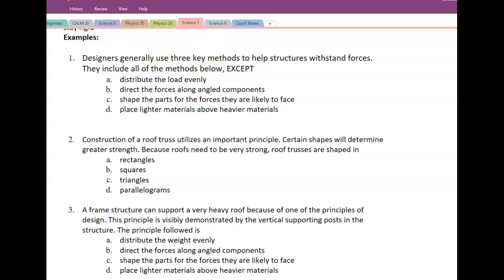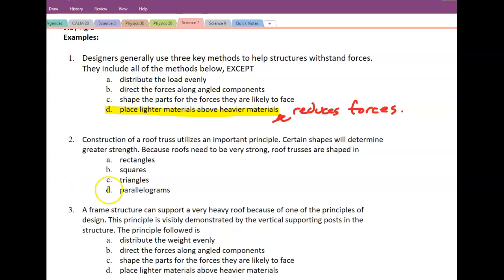Okay, let's go through some examples. Designers have 3 key methods to help structures withstand forces. They include all the following methods. Well, A, B, and C are methods. D is actually not a method for resisting forces or withstanding forces. This is really just a method for reducing forces. Okay, this reduces forces, it doesn't withstand the forces, and so it's not what the question has asked for.